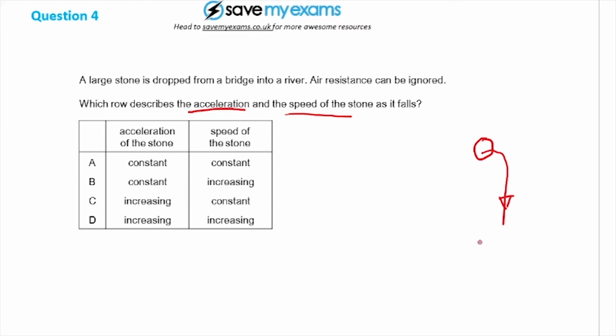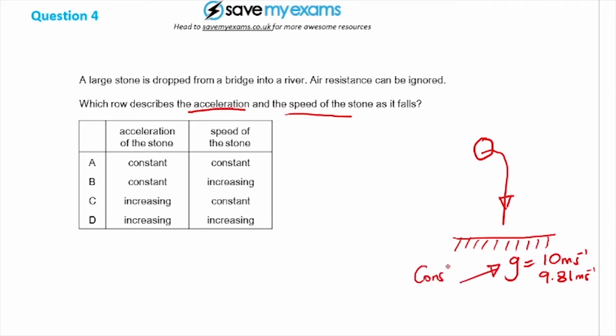So now the acceleration, remember, as it's dropping, this is the ground. We all know that the acceleration due to gravity is 10 meters per second squared, or to be more exact, 9.81 meters per second squared. And this figure for acceleration is constant. It's always constant regardless of what you're throwing, how heavy it is, or how much mass it has. So as far as acceleration is concerned, the acceleration will be constant. So in other words, here it's either A or B, for acceleration of the stone is constant.